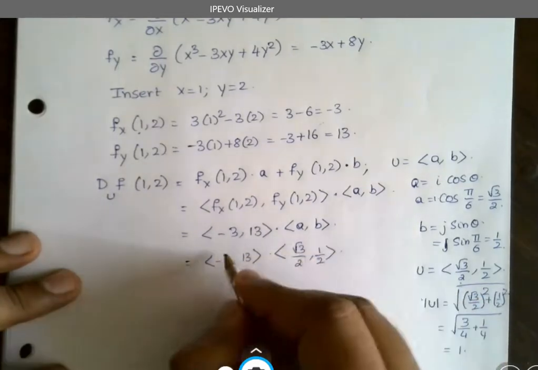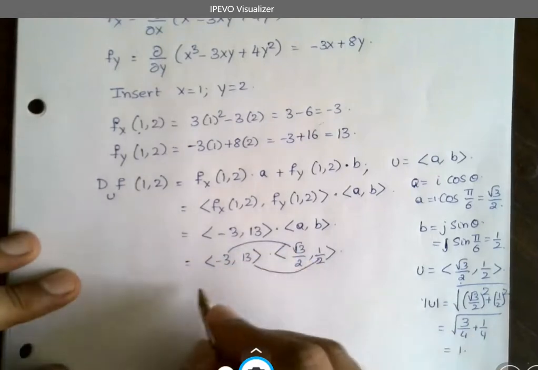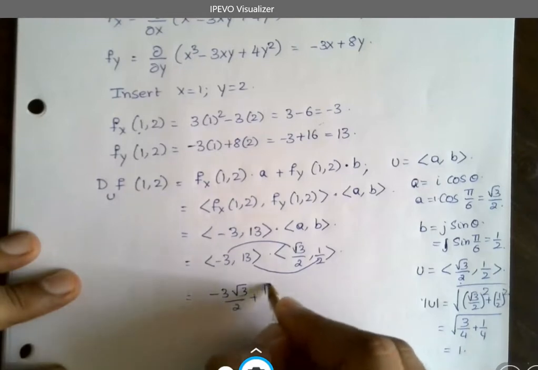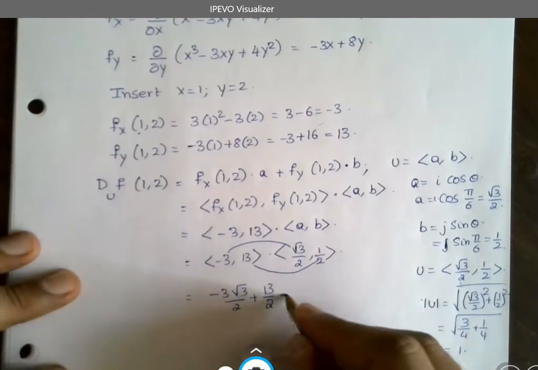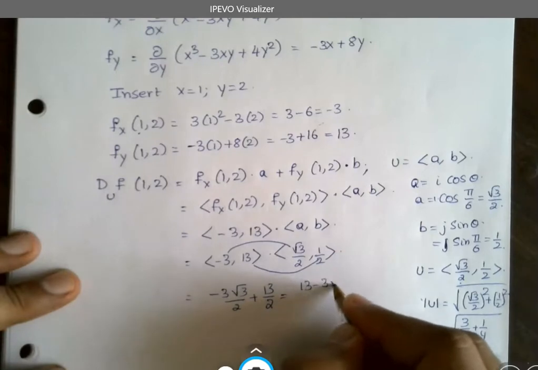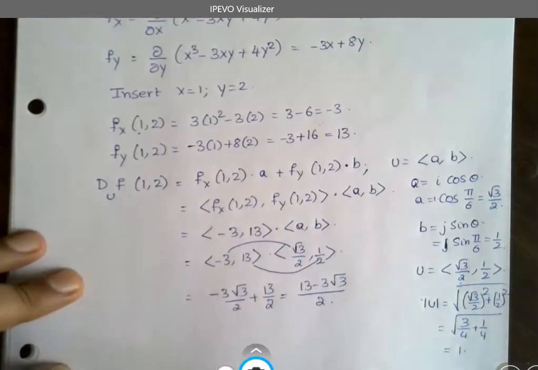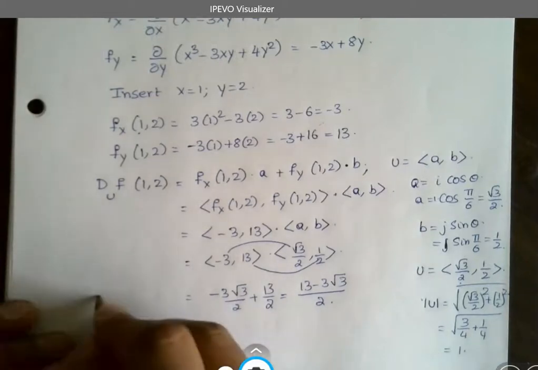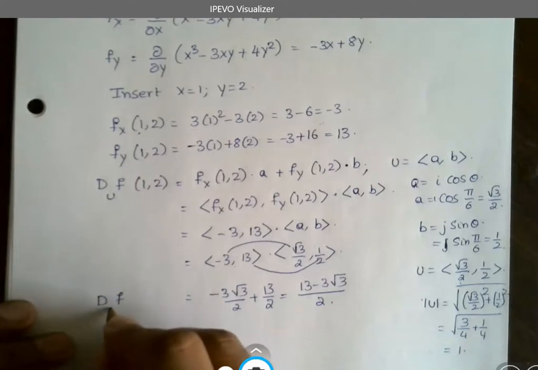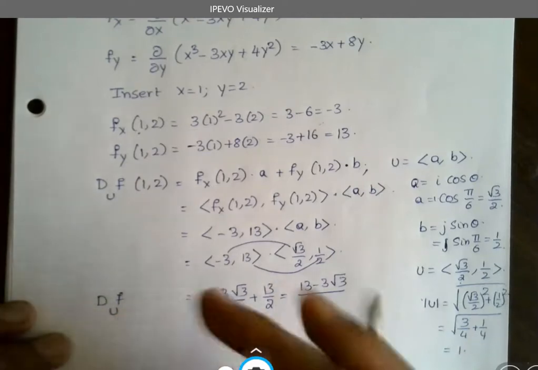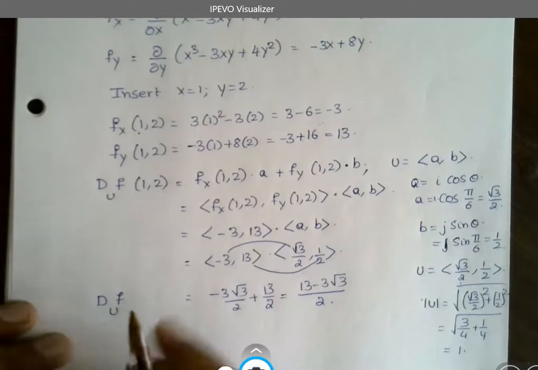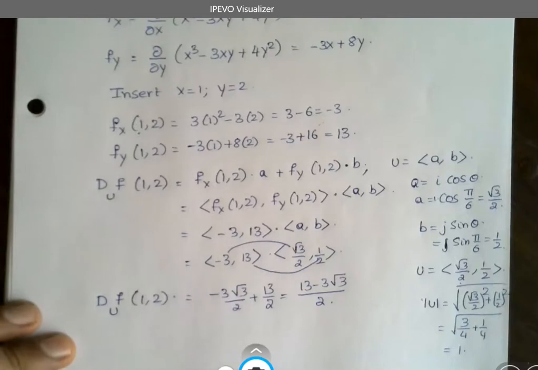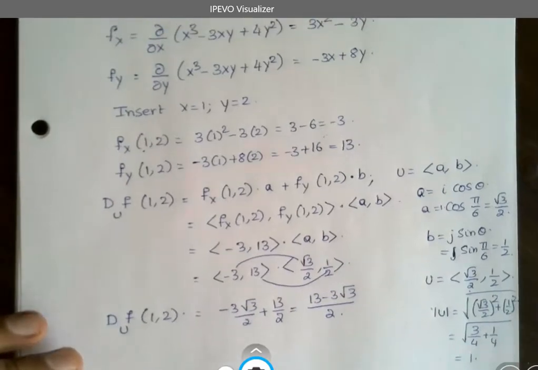So when you do the dot product, you multiply these two, and you multiply those two. So that's going to be -3 square root 3 over 2 plus 13 over 2, and upon adding these two, you get (13 - 3 square root 3) over 2. I mean, adding means I'm rearranging the terms and subtracting them together to get that. So this is the directional derivative of the function f in the direction of the unit vector u at the point (1, 2). That's how you evaluate the directional derivative. I hope this is clear.